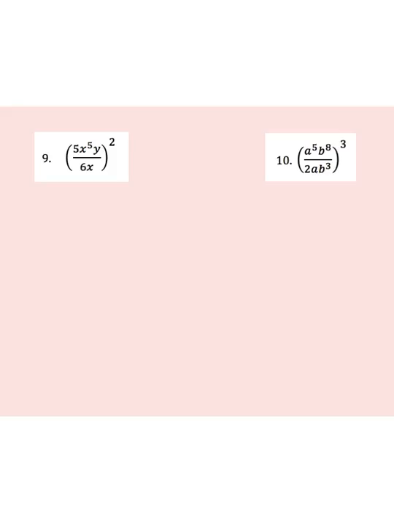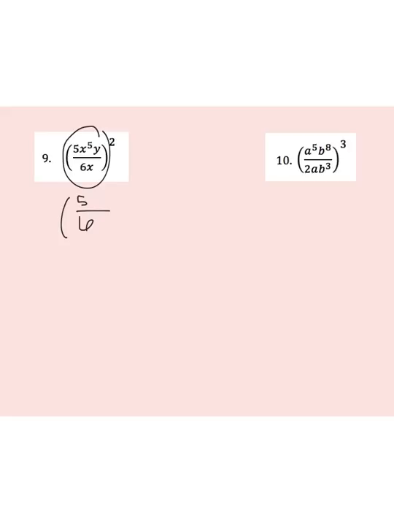So let's look at number 9 here. 5x to the 5th y, all divided by 6x, all squared. So we want to look inside the parentheses first, and we want to simplify anything we can inside the parentheses. So I cannot simplify 5 divided by 6. That's the smallest it's going to go. So I'm going to have 5 divided by 6 still.